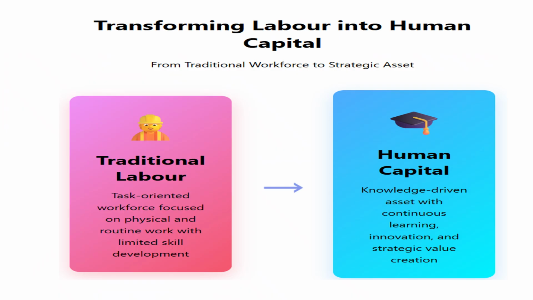Transforming labor into human capital. Traditional labor: this means workers mainly do physical or routine jobs. They usually repeat the same tasks and have fewer chances to learn new skills. Human capital: this means workers who have knowledge, training and skills. They keep learning new things, create new things and help the organization grow.